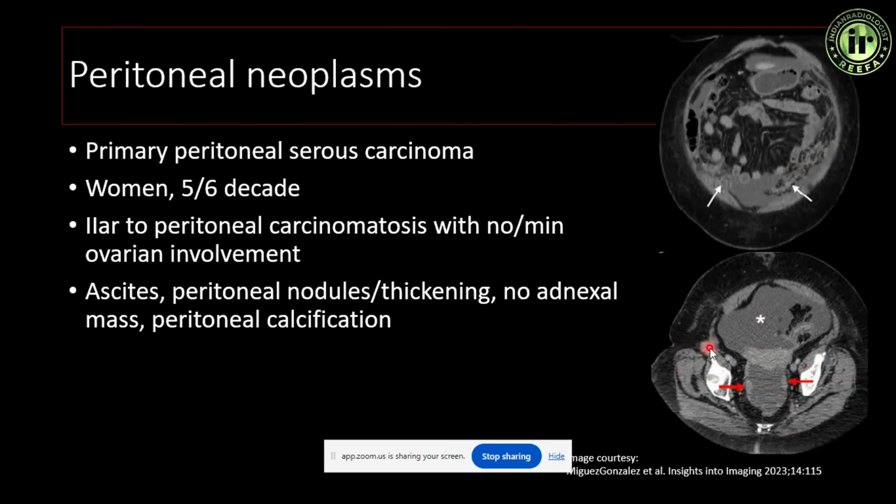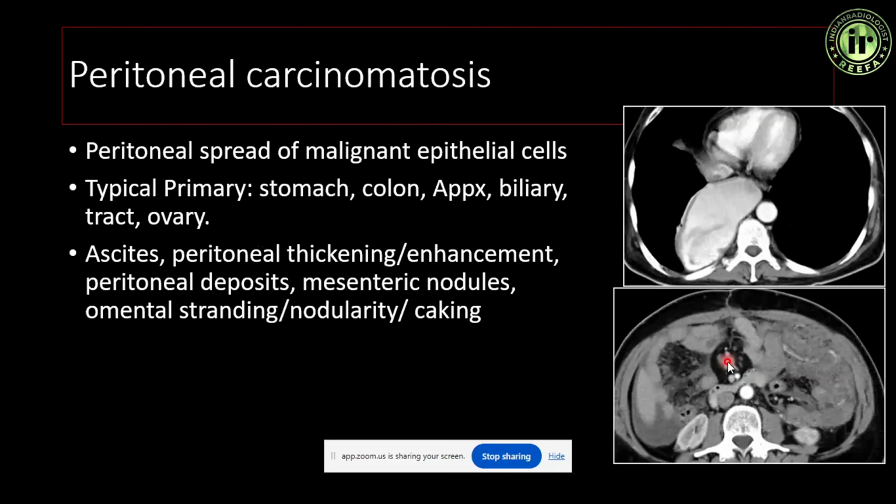So the possibility of this being a primary peritoneal serous carcinoma must be entertained. Let's move on to the secondary involvement of the peritoneal cavity with neoplastic processes, and there are four subtypes to it. So when you have peritoneal carcinomatosis, that is when the peritoneal cavity is seeded by malignant epithelial cells.